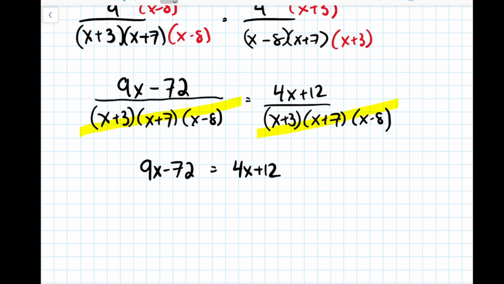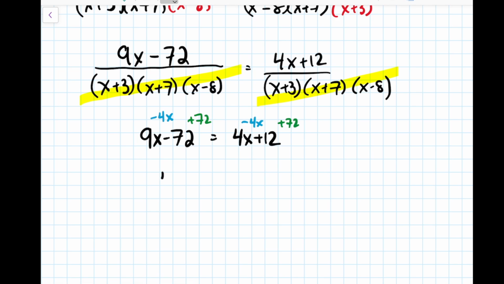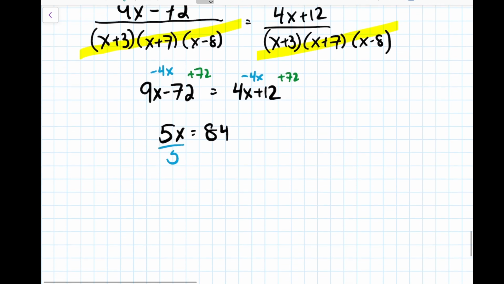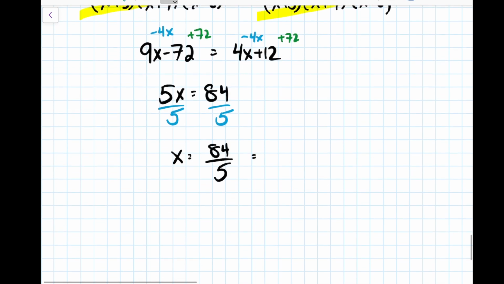But we do have x's popping up in multiple places, so we want to move all of those x terms to one side, probably the left, and everything else over to the right. So in this case, we're going to add 72 to move the 72, and we're going to subtract 4x to move the 4x. Once that's done, we're left with 5x equals 84. To solve that, we're going to divide both sides by 5. So our final answer is x equals 84 over 5, or we might want to give that as a decimal. As a decimal, that would be 16.8.